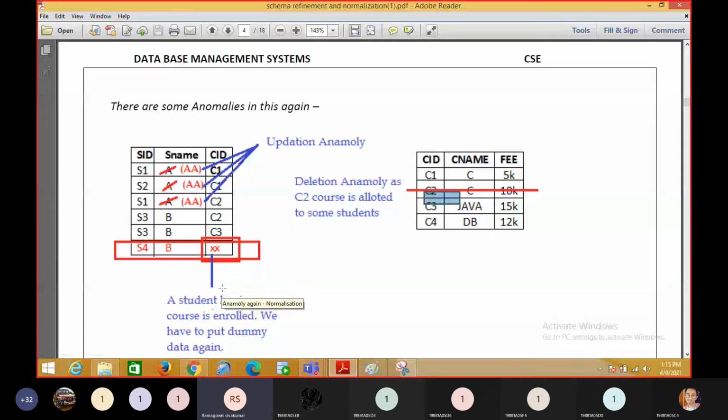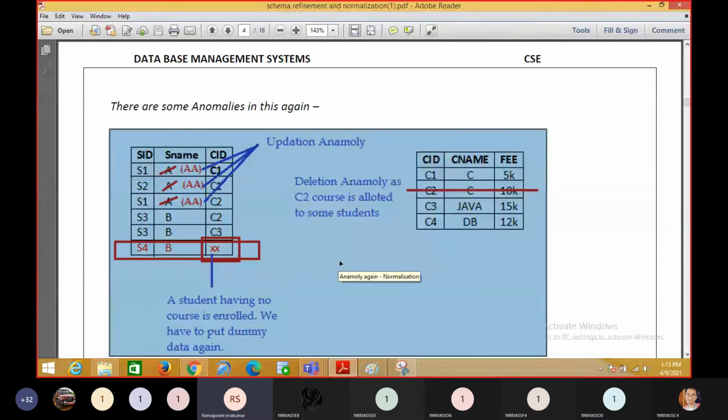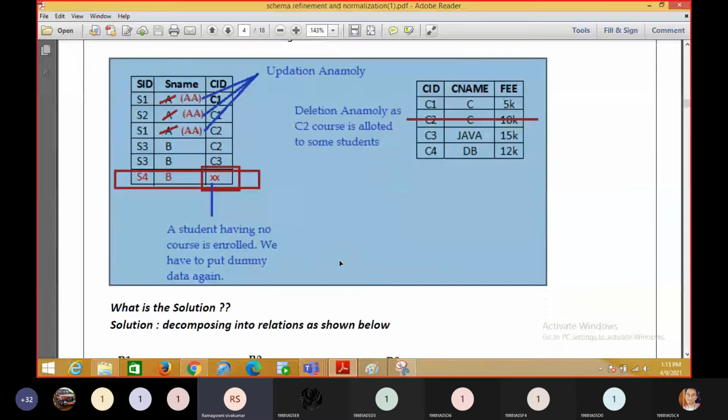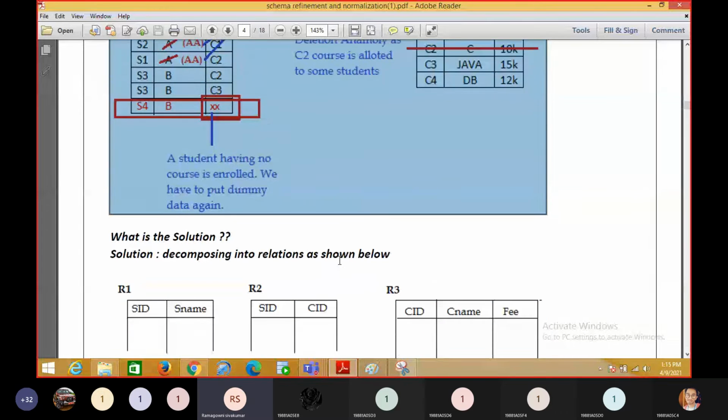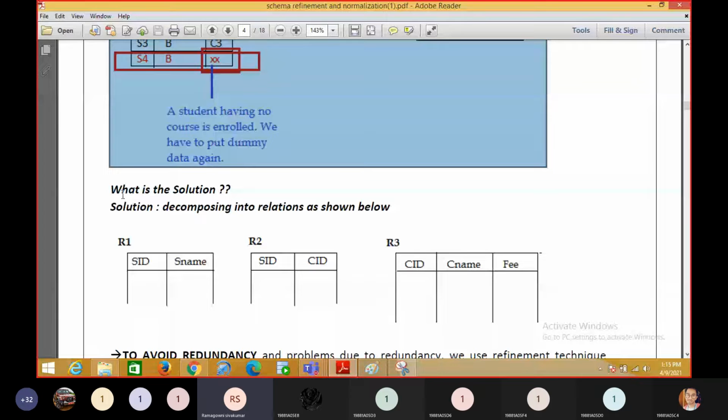We are inserting some course data, but no students are taking that course, so we are trying to insert some dummy data. That is the insert problem. Okay, what is the solution?